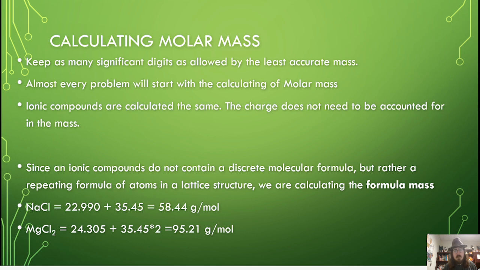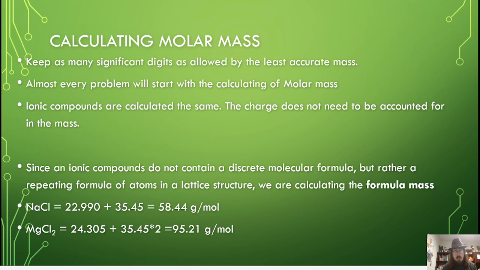So sodium chloride, we put sodium at 22.990. We get chloride at 35.45. Now, because the 35.45 is known to 2 places after the decimal, we can only keep those 2 after the decimal when we add them all together. Magnesium chloride, well, there's 1 magnesium and 2 chlorides. Once again, 2 places after the decimal means we have to round to 2 places after the decimal.